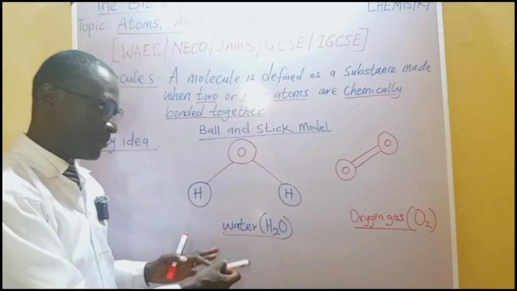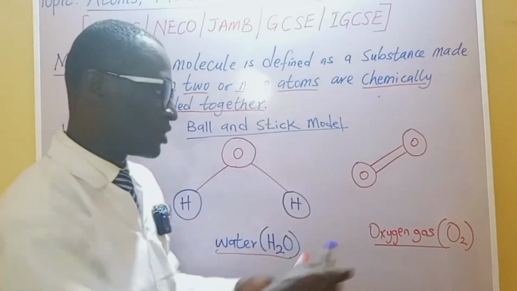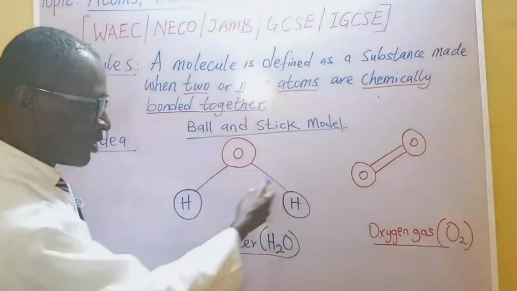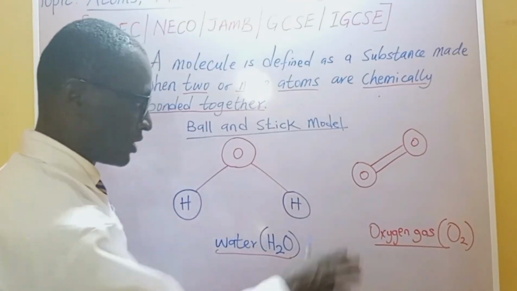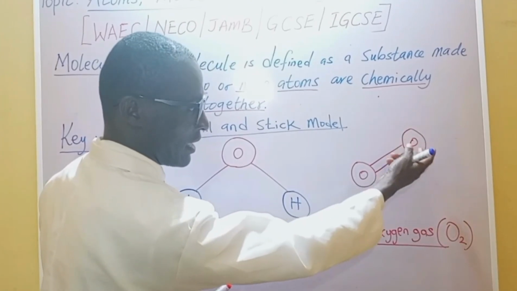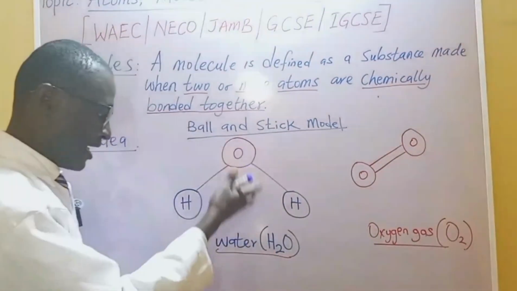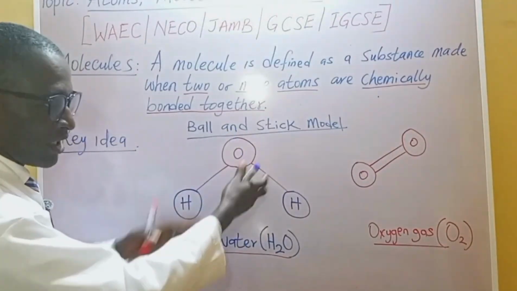Okay, so this O2 is diatomic. And in this diatomic molecule, oxygen forms a double bond. If you notice, this one is a single bond. That is not the topic for today, please. But just to illustrate the ball and stick model, this is a double bond, oxygen atom and oxygen atom. They have a double bond. Here you have water, H2O, with single bonds.